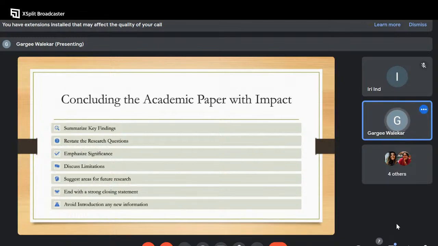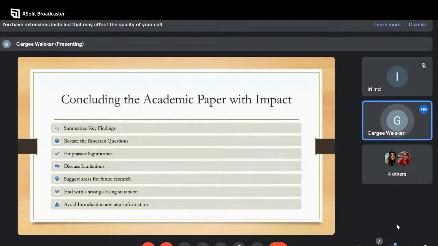We have to, after restating the questions and letting them know that we have answered those questions, again emphasize the significance of it. Why is it important? Why have we chosen these questions, and why is it important to study them? So we have to highlight the broader significance of the study in the context of the field. Why have we chosen this particular niche topic in the whole field, and why was this important to study? So that is what is important.